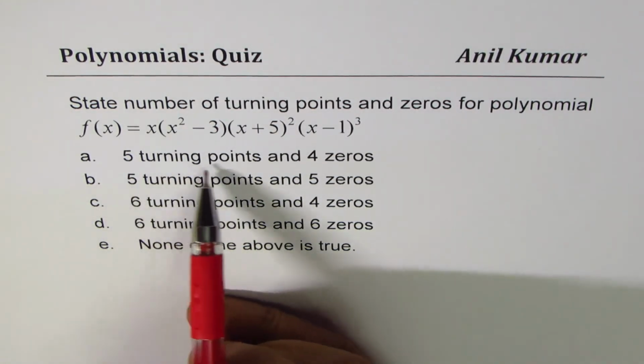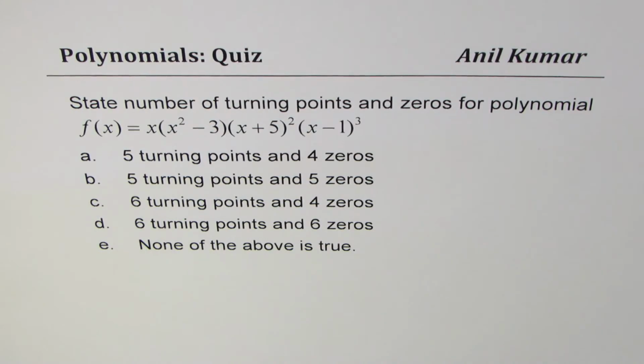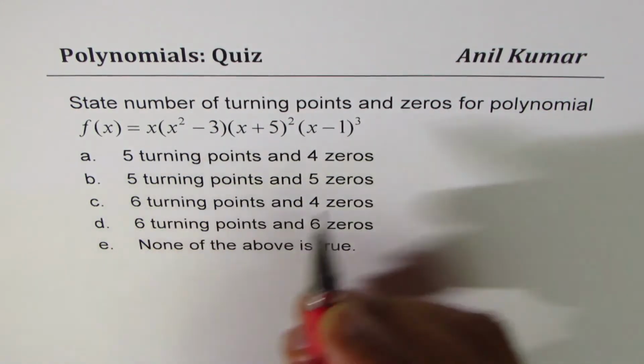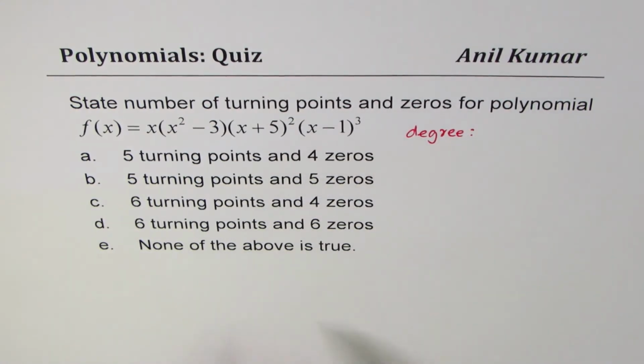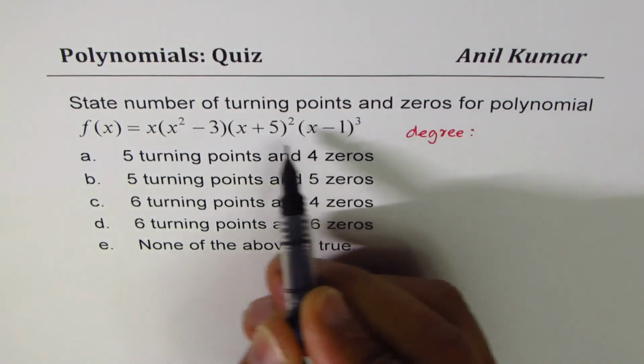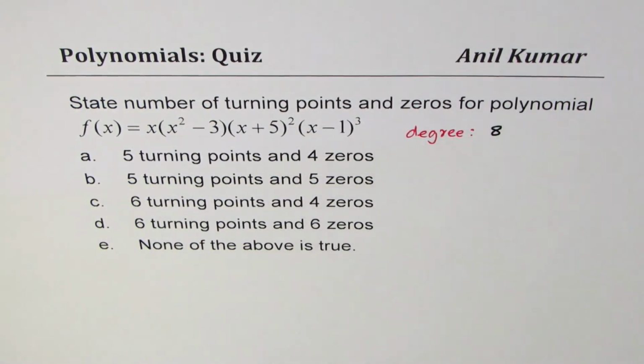Let's find out the turning points without sketching. Okay, can you do that? Try it out. Okay, let's count the degree. So we'll talk about degree first. So the degree of this polynomial is 3, 4, 5, 6, 7, and 1, 8. Right? 8 is the degree of the polynomial.